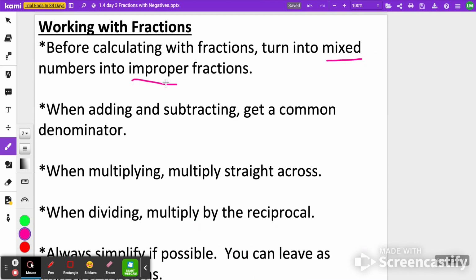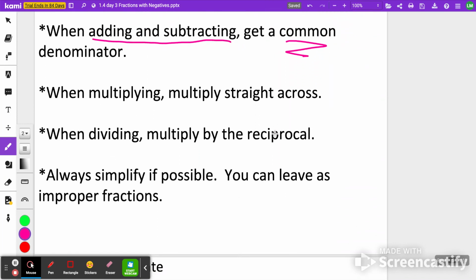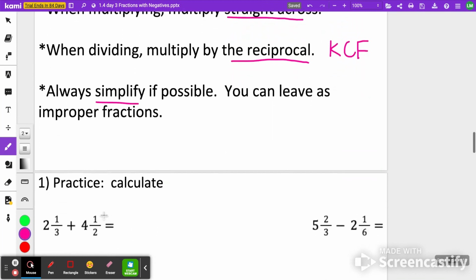That's rule number 1. Remember, when you add and subtract fractions, you have to find that common denominator. Anytime you multiply, you're going to want to multiply straight across. Anytime you divide, you're going to multiply by the reciprocal. Remember, that is keep, change, flip for some of you who need that shortcut. And then always, always, always simplify if possible. If you do have an improper fraction, you can leave it. You don't have to worry about changing it back to a mixed number.